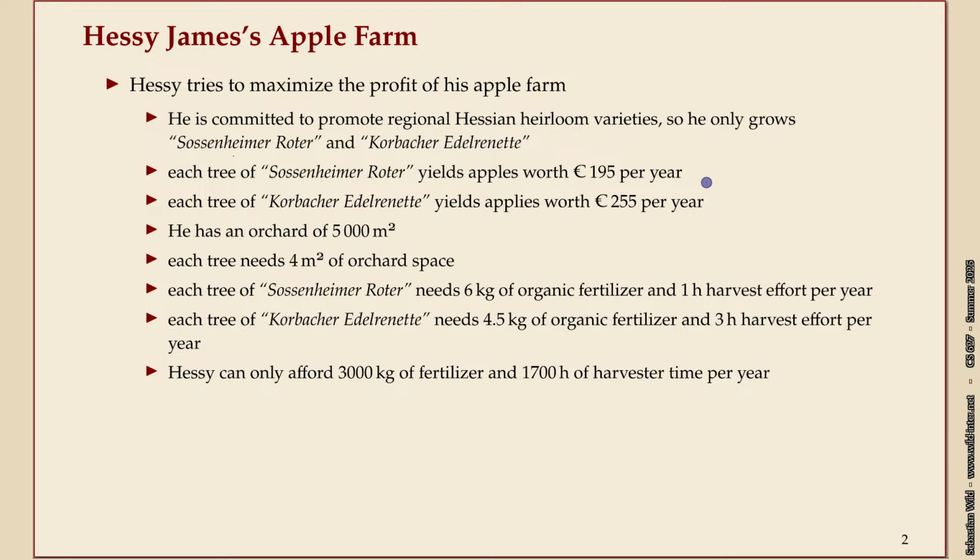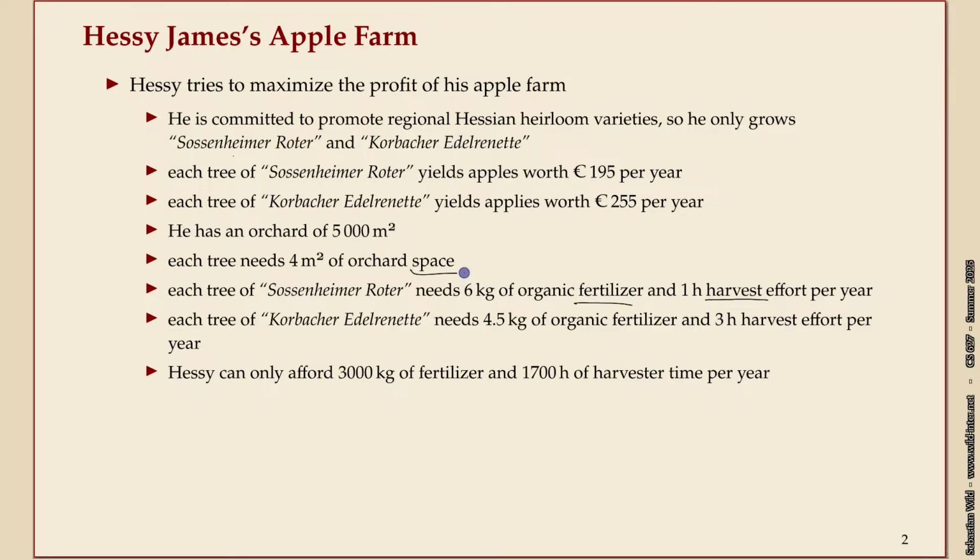So here we're just saying per year, one tree of each variety gives you a certain amount of money at the end from selling the apples. As he has an orchard of a certain size, and each tree needs a certain amount of space. And also they need fertilizer and time to harvest, okay? These are the main constraints.